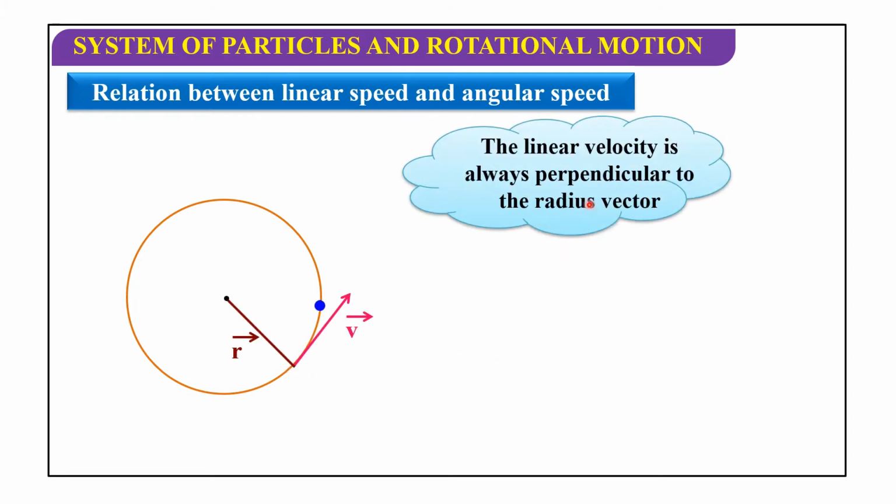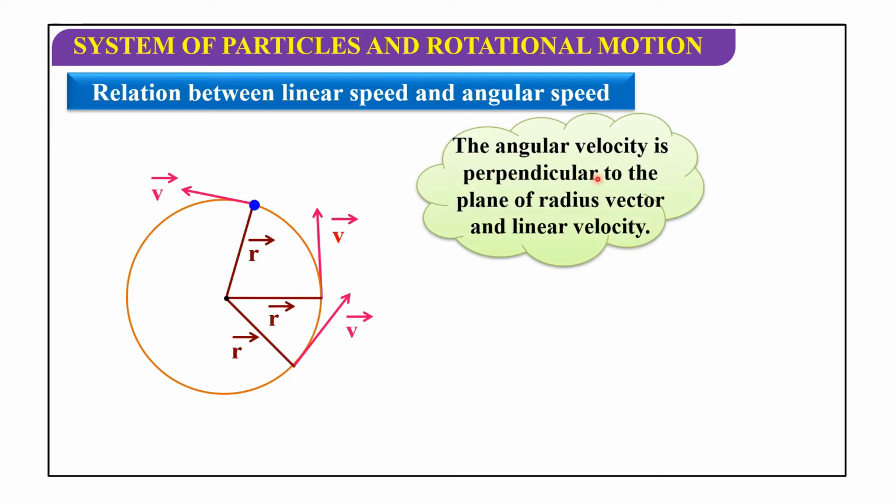The linear velocity is always perpendicular to the radius vector. So, the angular velocity is perpendicular to the plane of radius vector and linear velocity.